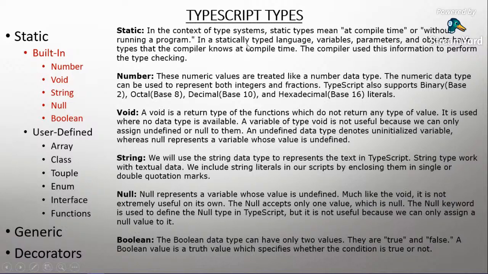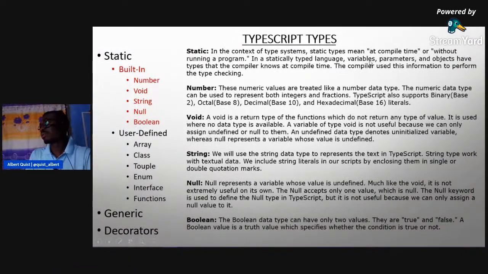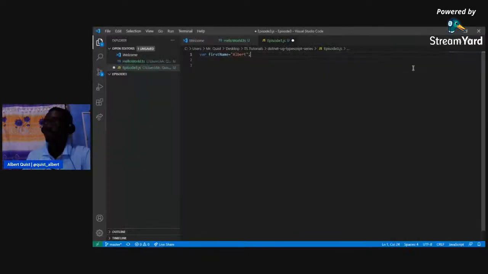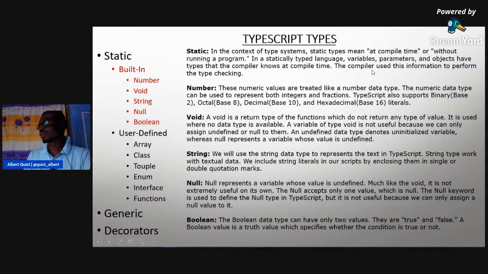In a statically typed language, variables, parameters, and objects have types that the compiler knows at compile time. So before you even compile it, we know what it is. We know that this code over here is a string. First name is a string. If we change it before compiling it, we know this is a number. That is all we are trying to say. So the compiler uses this information to perform the type checking.